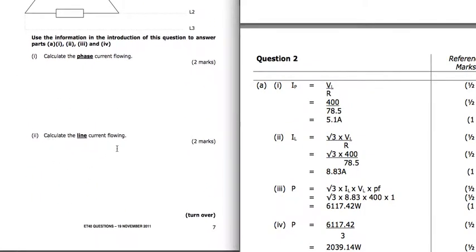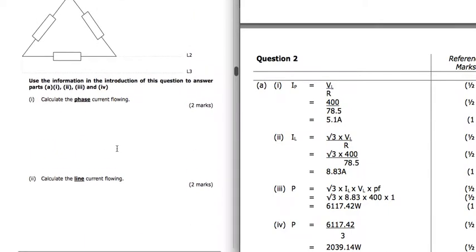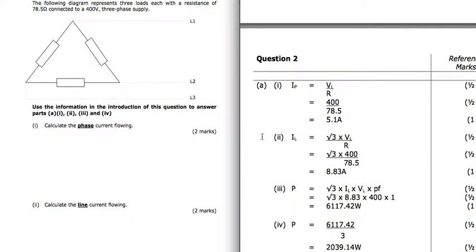Calculate the line current flowing. Now the line current is going to be √3 times this phase current. And they've done a weird example there. They've increased the voltage there by √3, which I don't agree with. All I would be doing would be √3 times IP. Exactly the same result as this, 8.83 amps, because IL is equal to IP times √3.